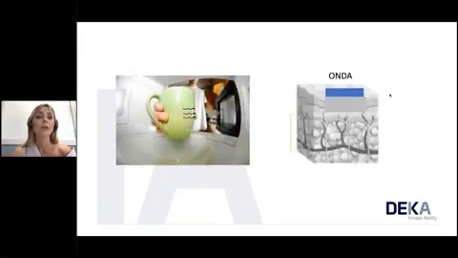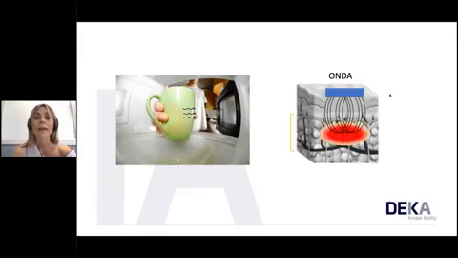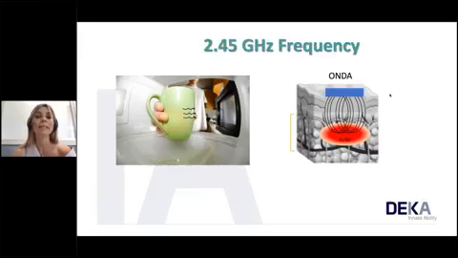What happens when we use Onda is something very similar to what happened when we use the microwave oven. In this case, our target is represented by the fat, and our container, our cup, corresponds to our skin. That happens because we are working in a particular domain of frequency. We are working at 2.45 gigahertz. In this particular domain, our tissue have a particular behavior.